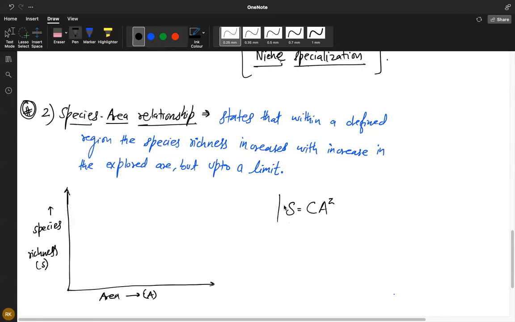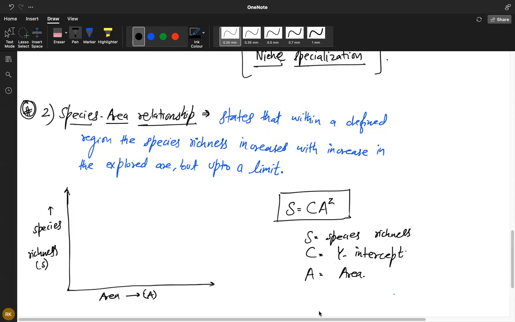In this equation, S is species richness, as I said. C is the y-intercept, here on this y-line. A is the area under study. And Z is the slope of the line. Slope of the line, also known as the regression coefficient.